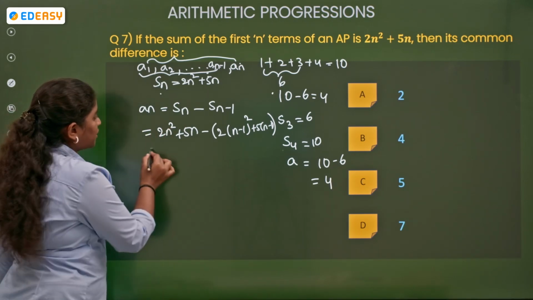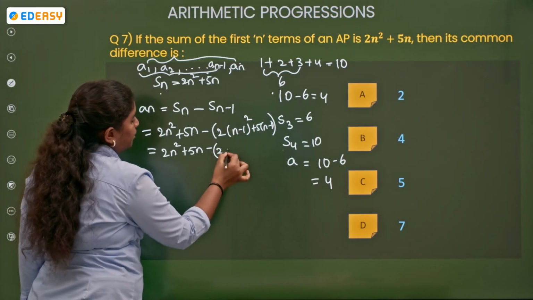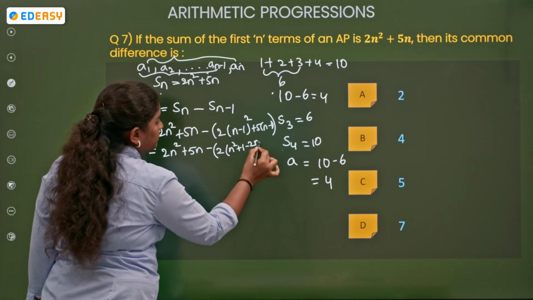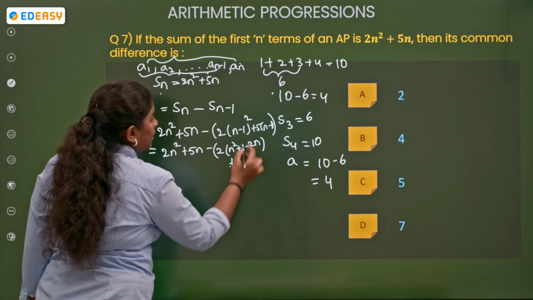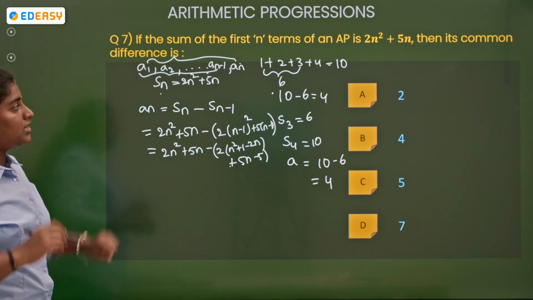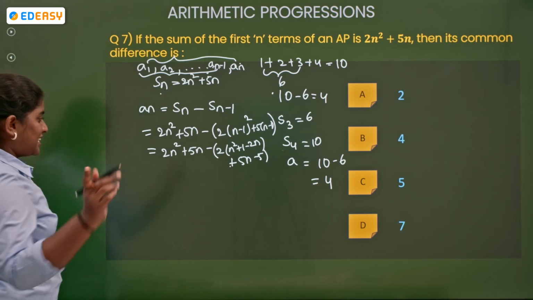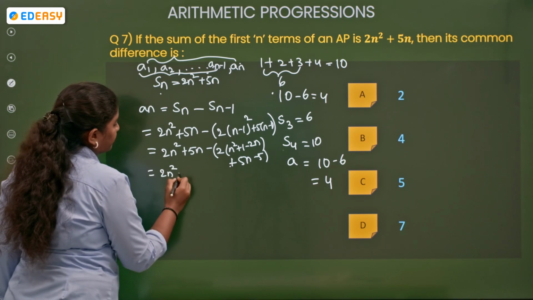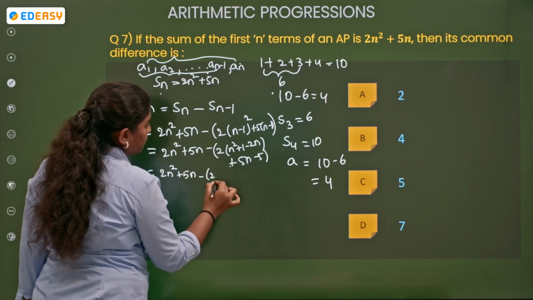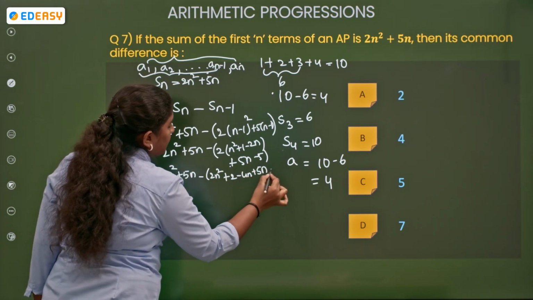Now look here. It will become 2n square plus 5n, minus of 2 into, so what about n minus 1 whole square? n square plus 1 minus 2n, plus 5n minus 5. Clear? Now simplify this so that you will be getting the an. Coming to here, 2n square plus 5n, minus 2 into n square, 2n square plus 2 minus 4n, plus 5n minus 5.